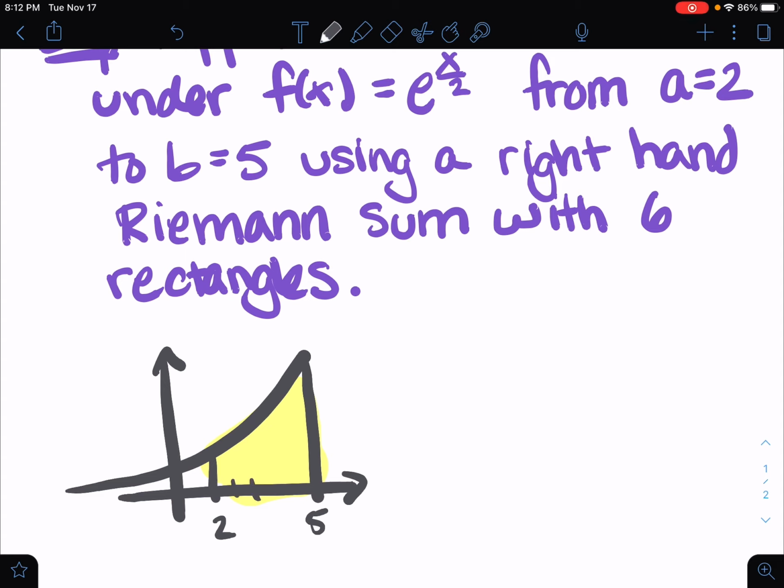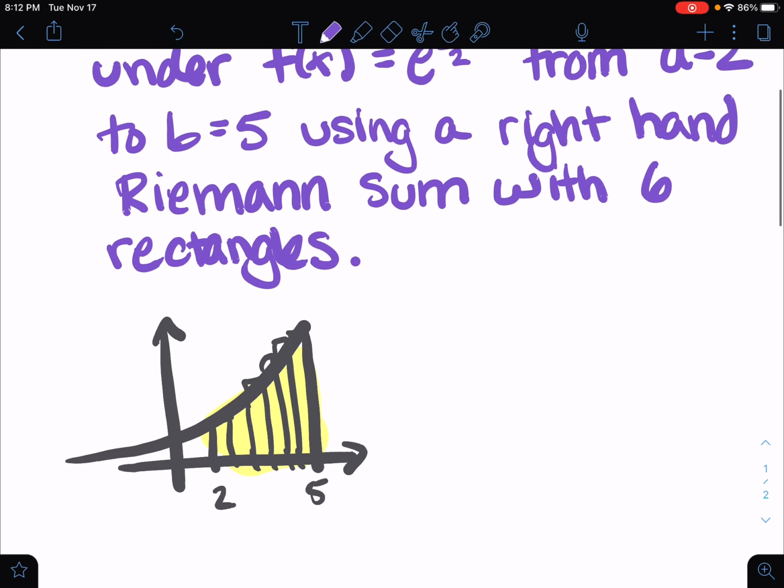So, we can just draw these rectangles. Drawing the rectangles is not part of this problem, but I think it's still good since this is new to illustrate what we're doing. So we add up the areas of those 6 rectangles, and we get an approximation to the area under the curve. And if we used more rectangles, we'd get a better approximation. But we're going to use 6 rectangles and get our approximation.